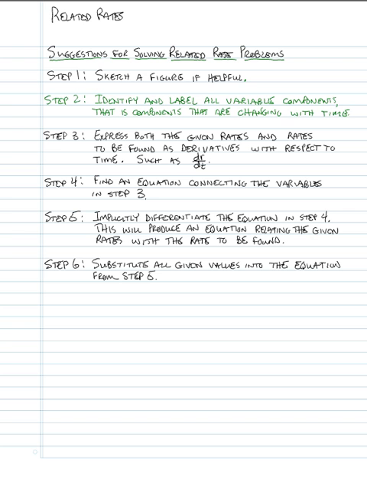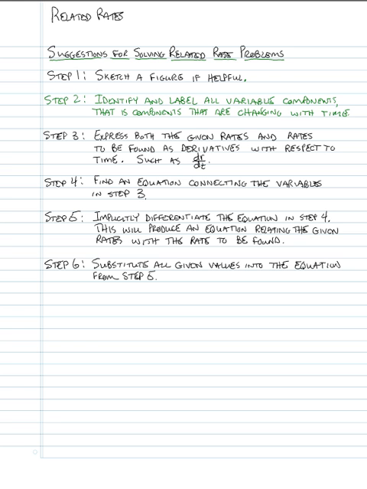Well, the third step is to first decide what rates are given and what rates are to be found, and express those rates in terms of derivatives with respect to time. You saw that we did that in the previous example. And the fourth step is, once we've identified the variables that we've got rates about, to look for an equation that connects those variables, not the rates, but the variables. We'll use that equation in a moment to find the connection between the rates, but we're looking for an equation that involves just the regular variables.